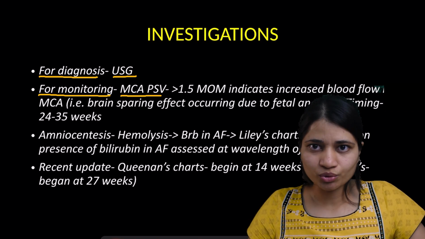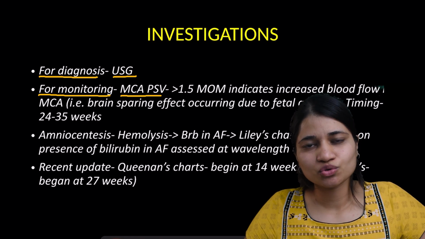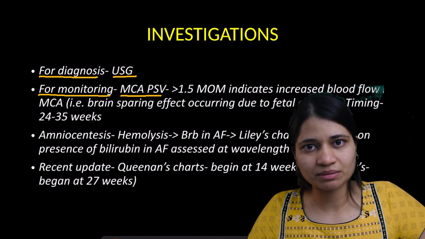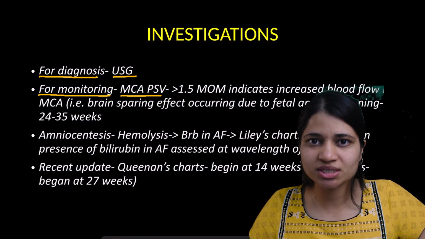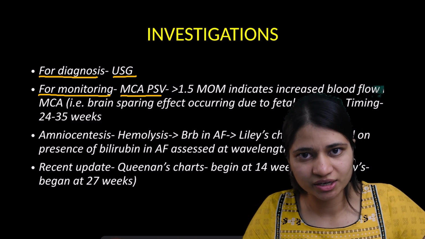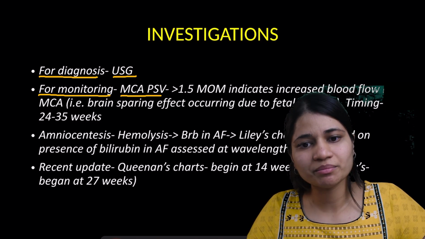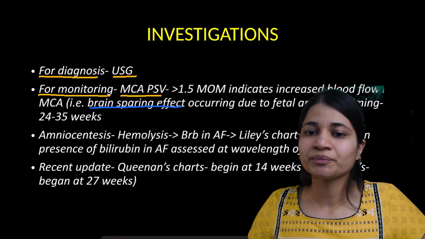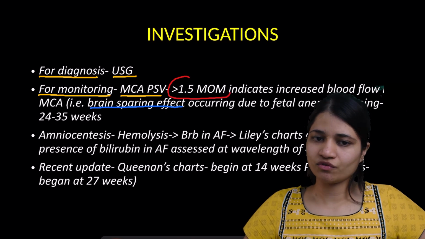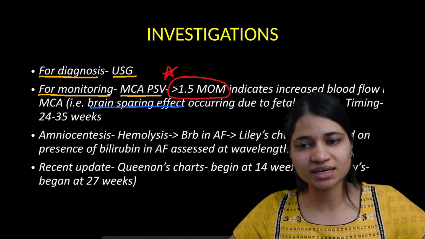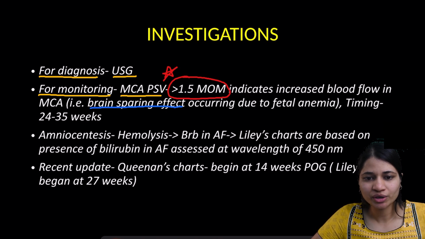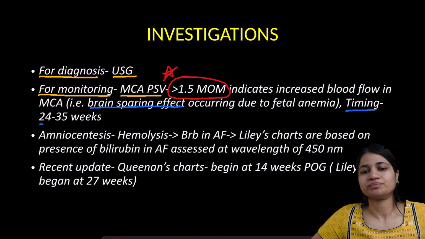Friends, we all know that whenever anemia occurs, the body tries to manage it by maintaining or preserving blood supply to the essential organs. And what is the most essential organ? It is our brain. So in fetal anemia, there occurs a brain sparing effect. What we find is that a middle cerebral artery peak systolic velocity of more than 1.5 multiples of median indicates increased blood flow in the middle cerebral artery, and hence it indicates fetal anemia. What is the timing when we can assess MCA-PSV? It is done between 24 to 35 weeks period of gestation.